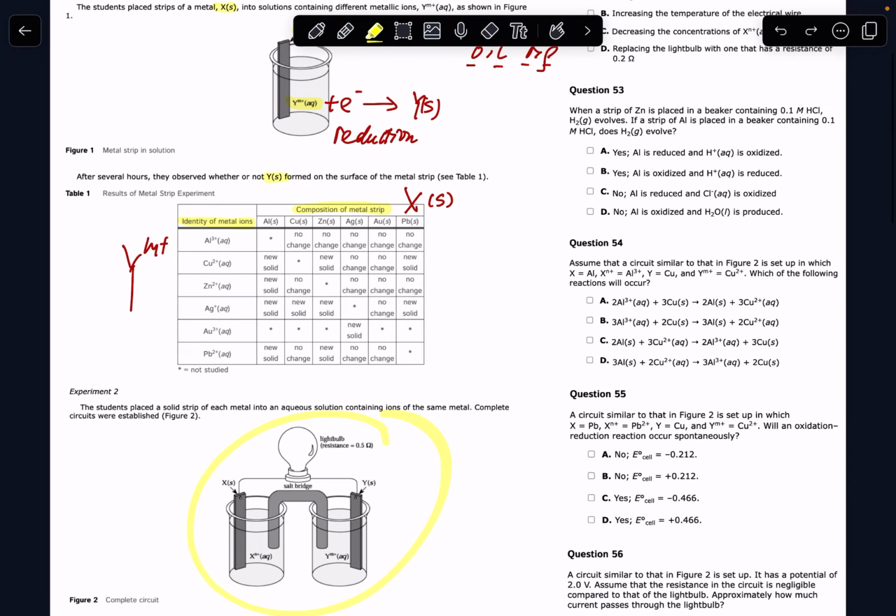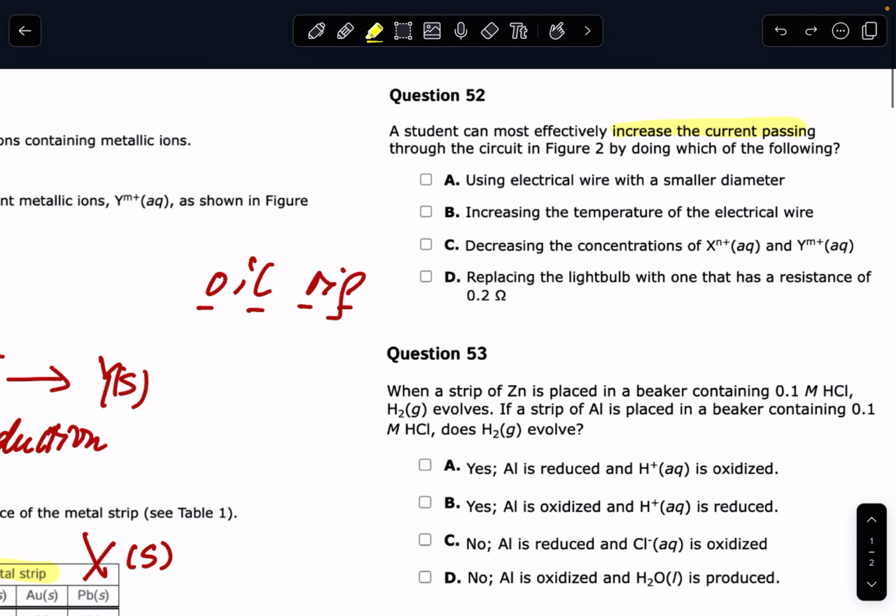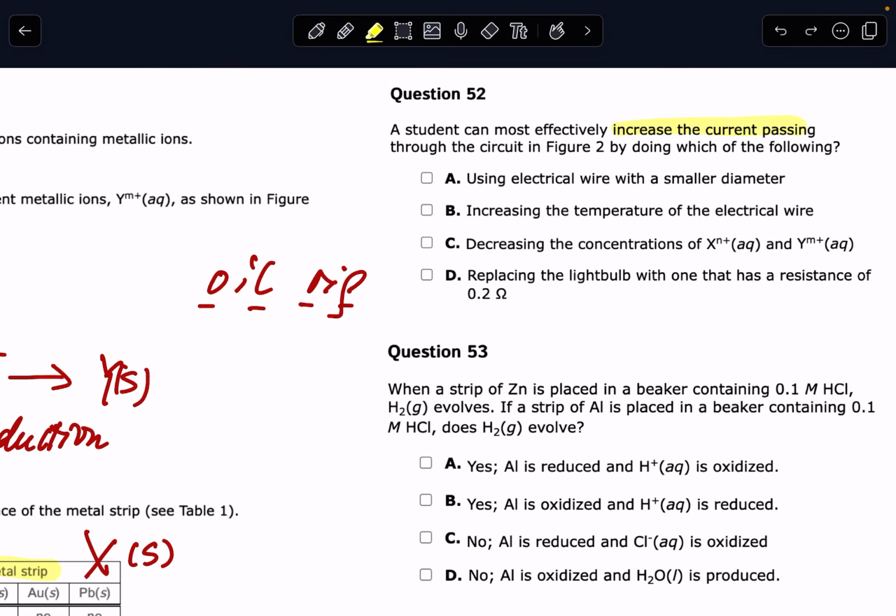Okay, let's see. A says, using electrical wire with a smaller diameter. This sounds like the opposite of increasing the current passing through the circuit, right? Because if you decrease the diameter of the wire, it really kind of inhibits the current from flowing through. So I would say A is maybe not. Okay, let's just keep reading.